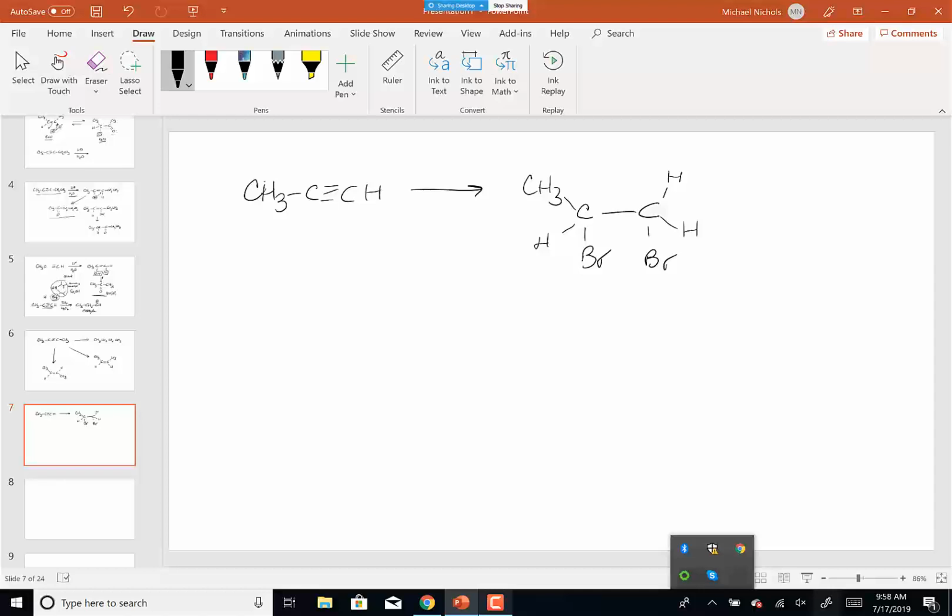So the question is, when you add, so then the question is, how do I add those two ketones? And then how do I get them in the position that I want them?